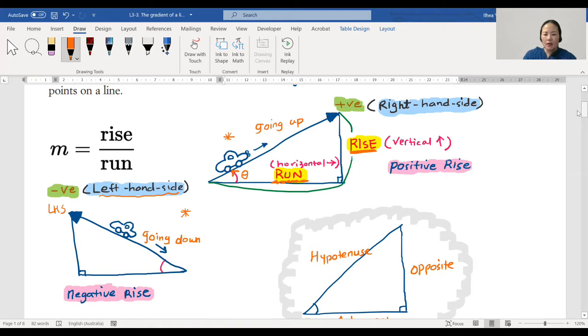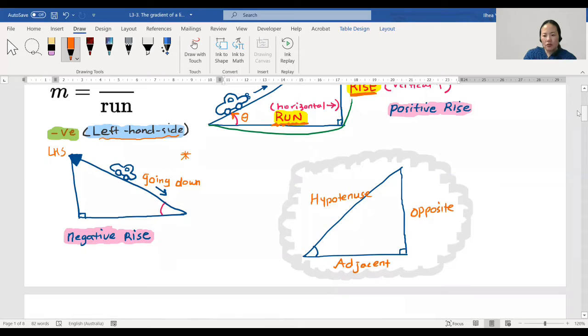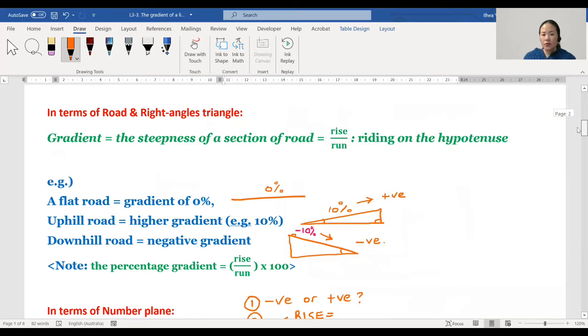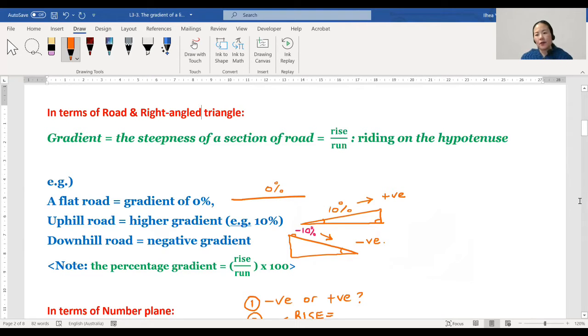Now, also a reminder about the right angle triangle. The side opposite to the right angle, and the longest side of a right angle triangle, is called the hypotenuse. That's important because the hypotenuse is representing the gradient. In terms of a road and the right angle triangle, you'll be riding on the hypotenuse. That hypotenuse is the road.